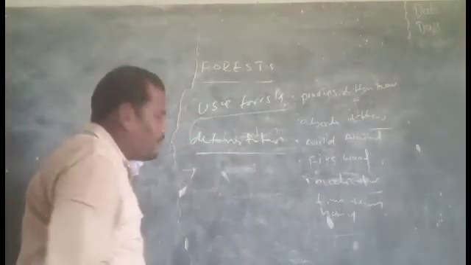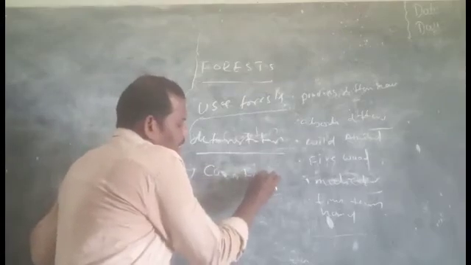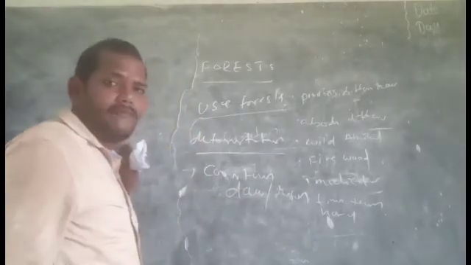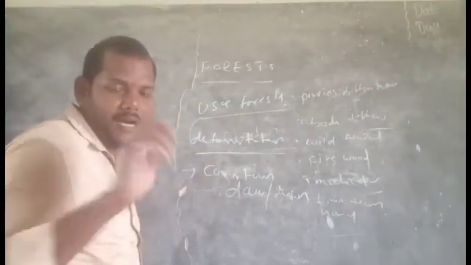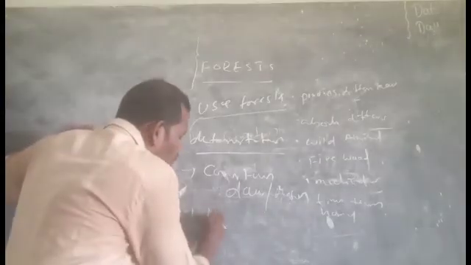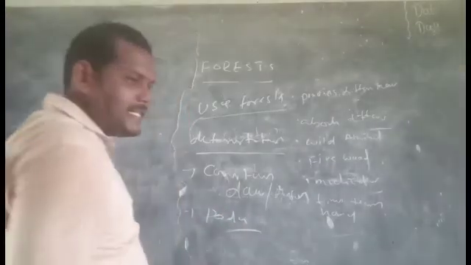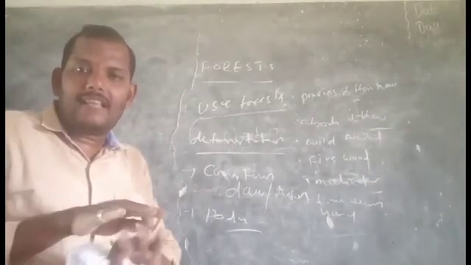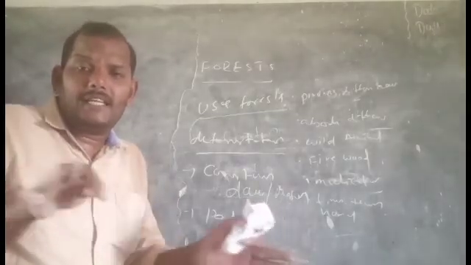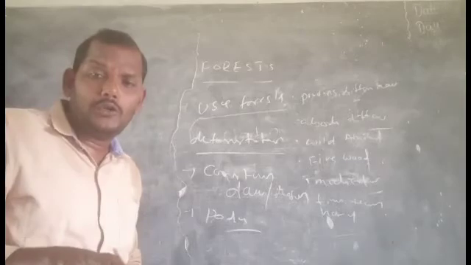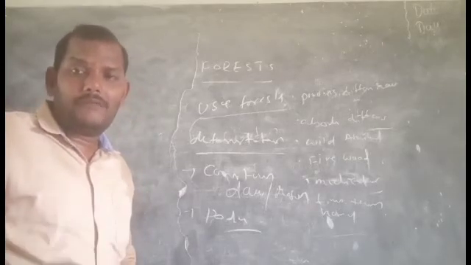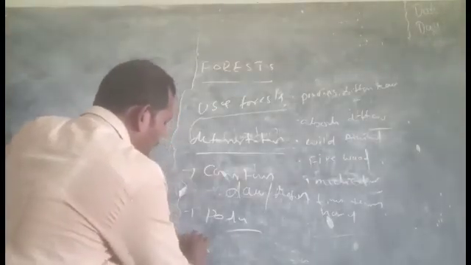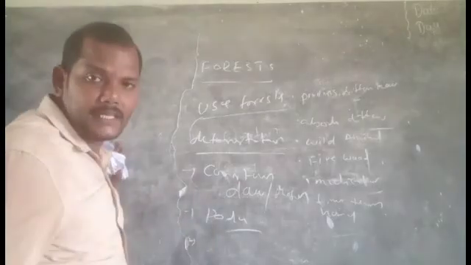These are for the construction of dams or reservoirs. For the construction of dams and reservoirs, we clear the forest area. And for Podu cultivation, this is one type of cultivation system practiced in the forest area. The tribal people clear the forest, cut the forest area and burn the trees, and that land is used for growing different types of crops. So this is called the Podu system. So we cut the forest.